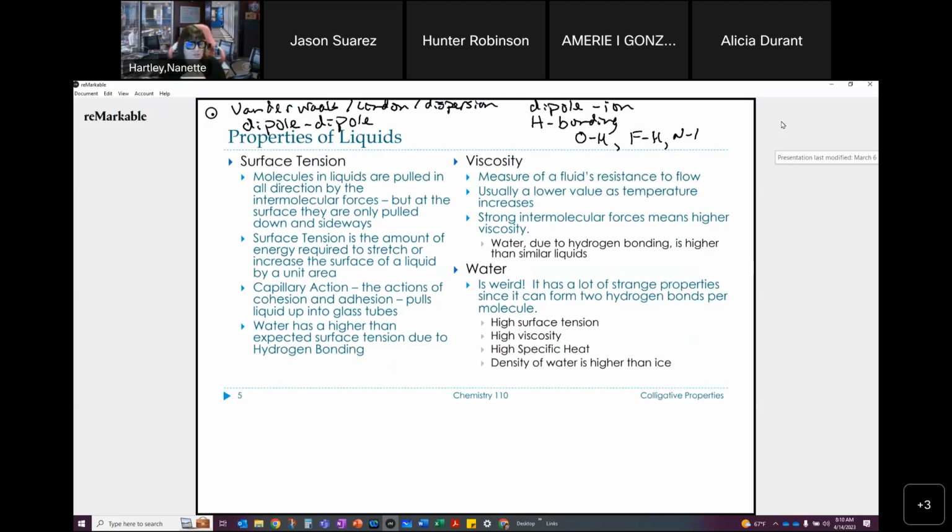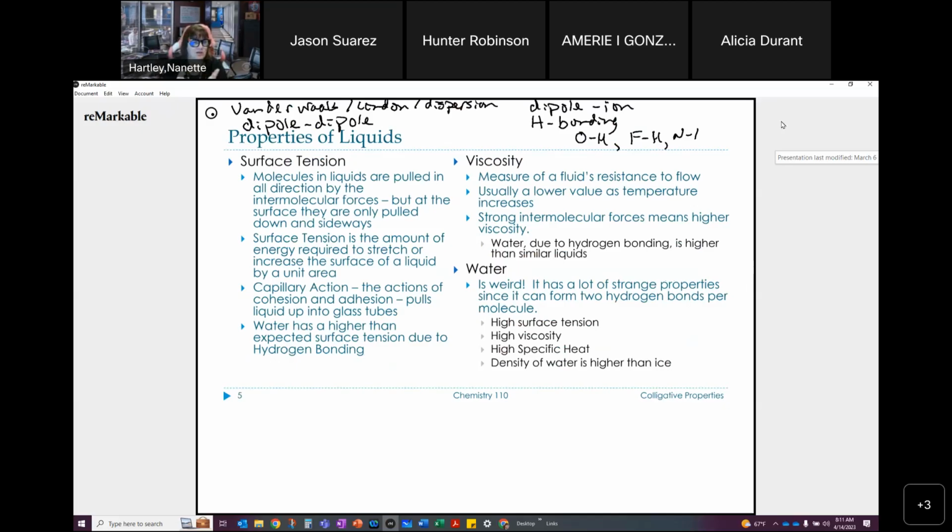Water has a higher than expected surface tension, and that's due to its dipole-dipole interactions, and specifically due to the hydrogen bonding. Because each water molecule has the capability of making two hydrogen bonds, that gives a lot more energy that we have to use to get that apart.